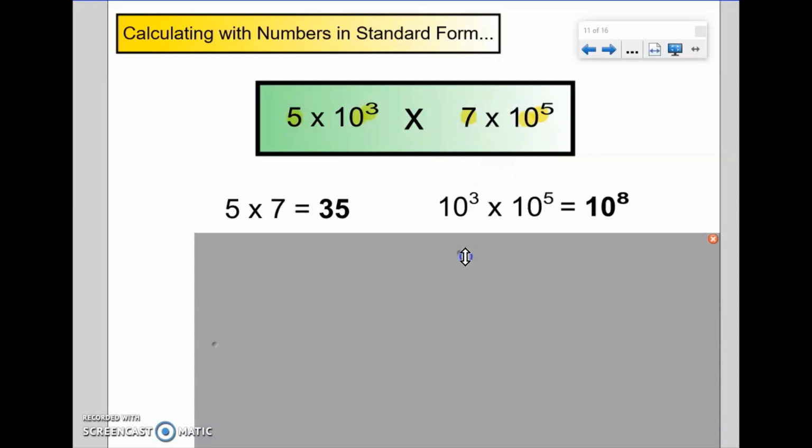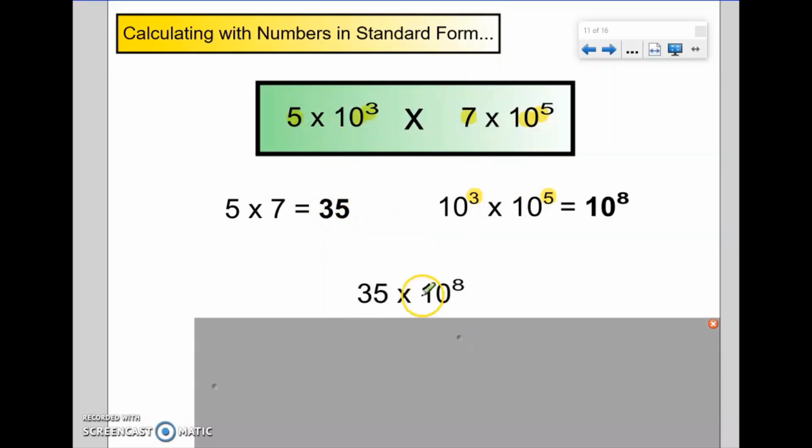So my working out is going to look something like this. You can see I've multiplied the 5 and the 7 to get an answer of 35. And I've taken 10 to the power of 3, multiplied it by 10 to the power of 5. Remember, when we multiply indices, the laws of indices tells us to add the index number, which is where this 8 comes from. So what I've got now is 35 times 10 to the power of 8. So I've multiplied the numbers, in this case integers, to get 35. There we go. And I've multiplied the powers of 10 to get 10 to the power of 8.